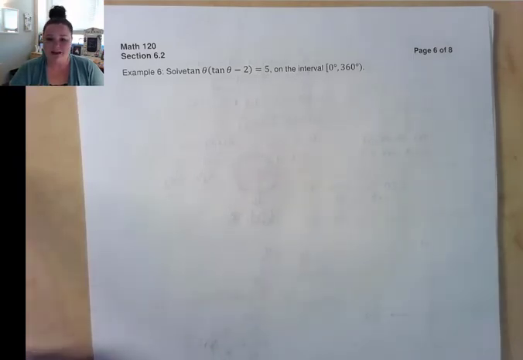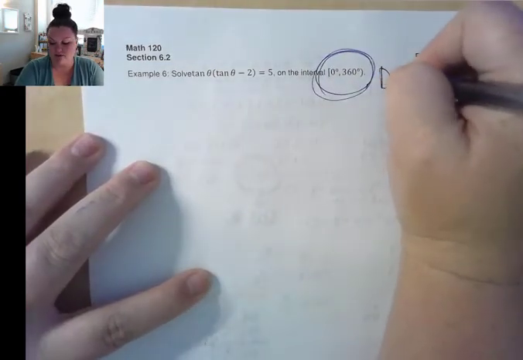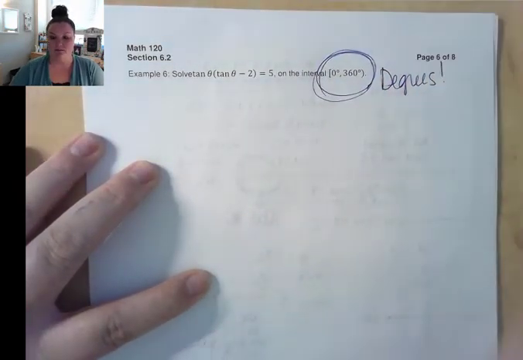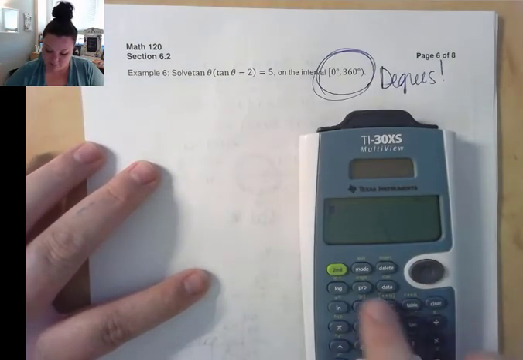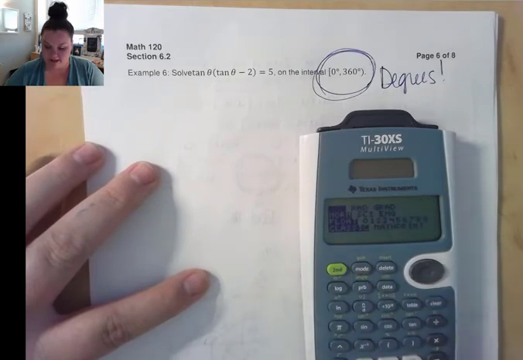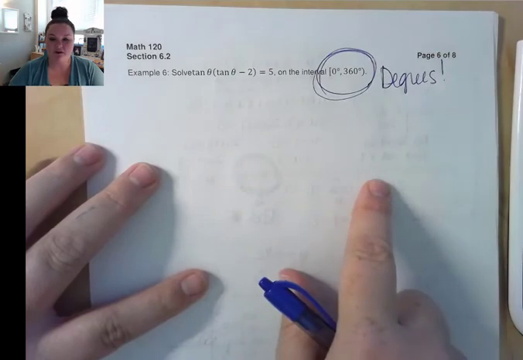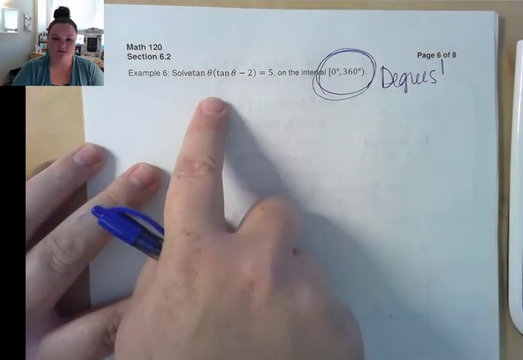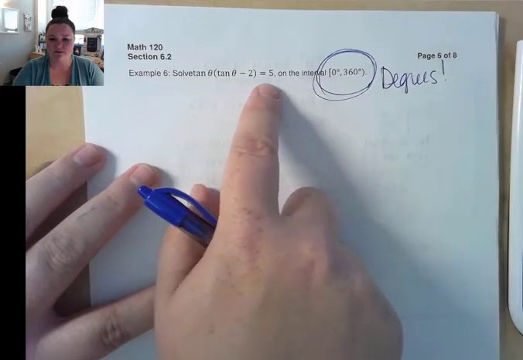Okay, so same thing. Now notice this interval, we have switched back to degrees. So make sure your calculator is in degree mode. This is something I do before I even start the problem so I don't get a weird answer. So I have it in degrees and I want to solve this, which looks like tangent theta times tangent theta minus 2 equals 5.